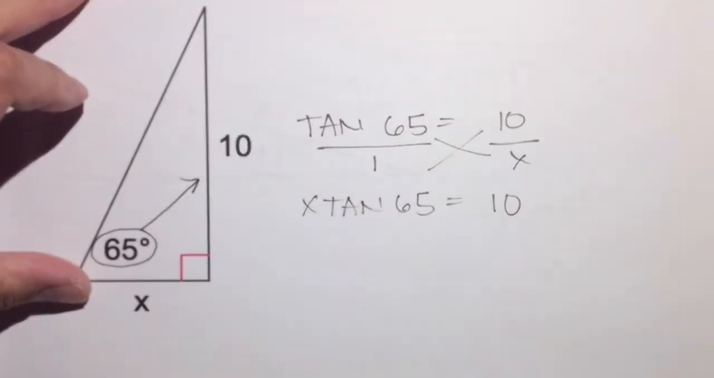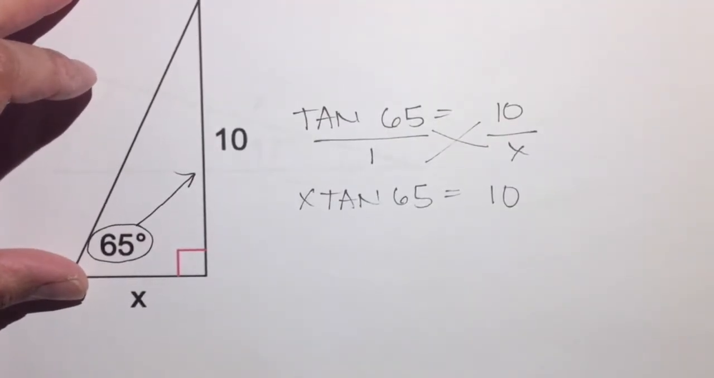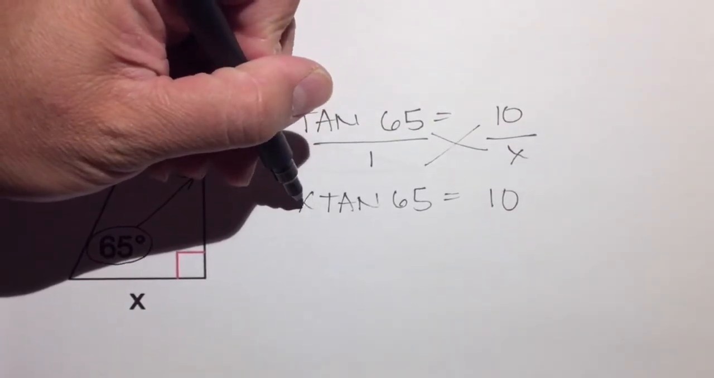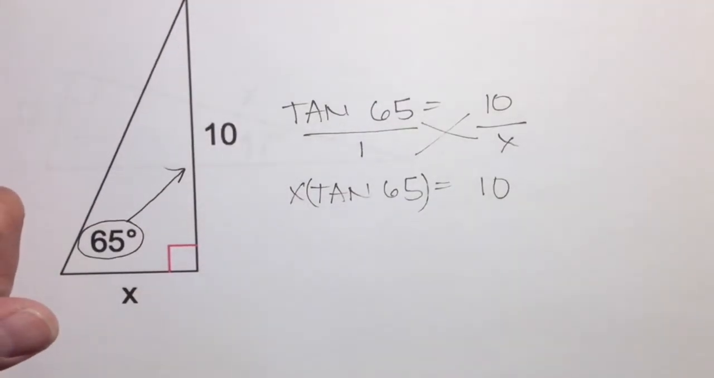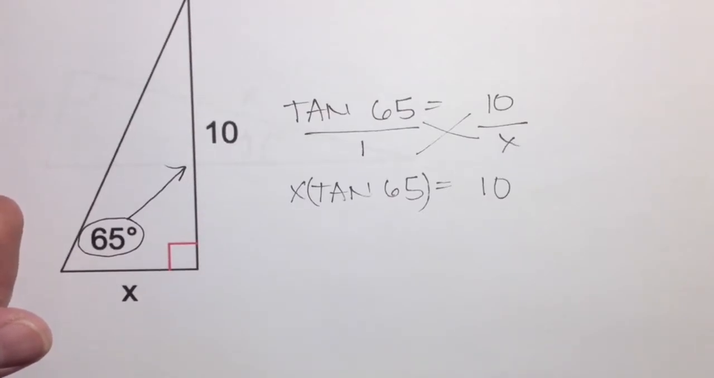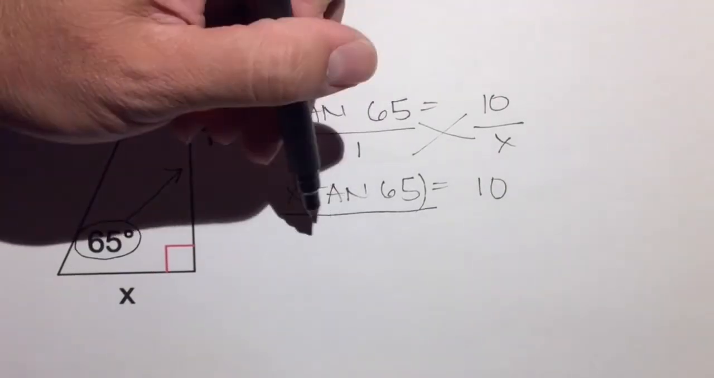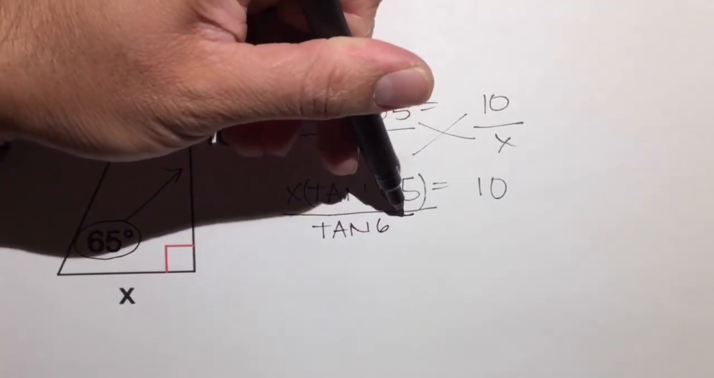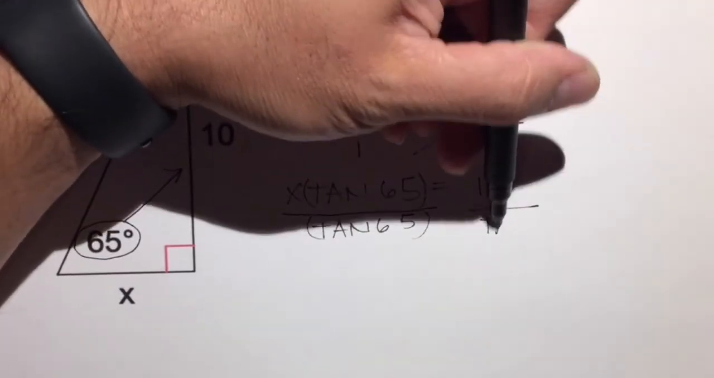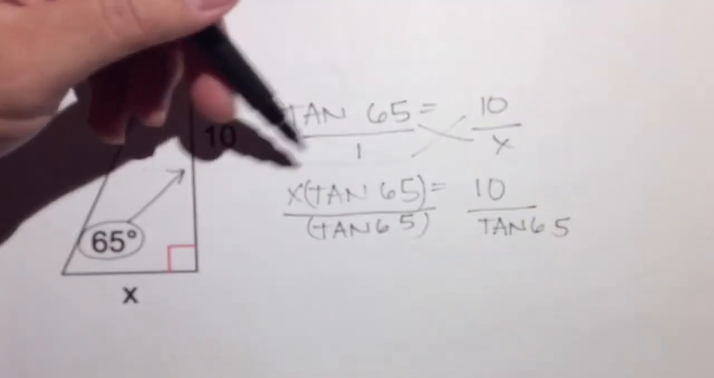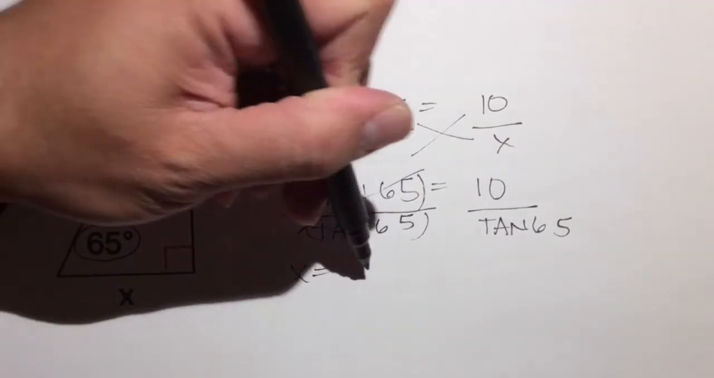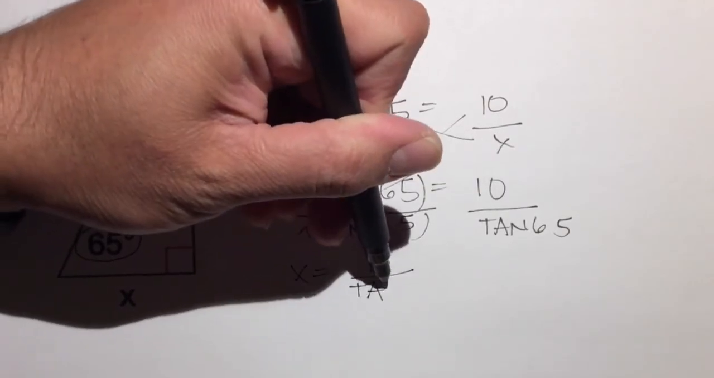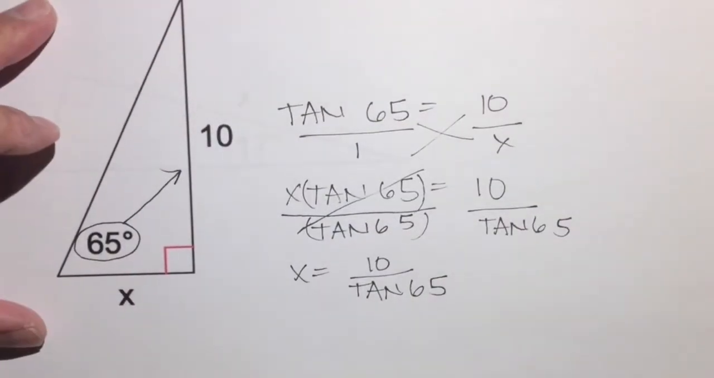Is x by itself? No. What's x doing? Multiplying x times tangent of 65. Let's put a parenthesis around here. So what's the opposite of multiplication? Say it. It's division. Good. So we're going to divide both sides by tangent of 65. And look at that. These tangents of 65s cancel each other out. And so we're left with x is equal to 10 over tangent of 65.